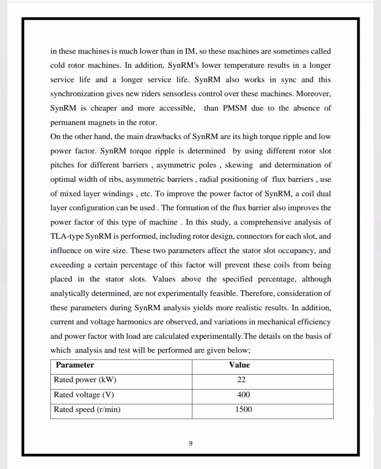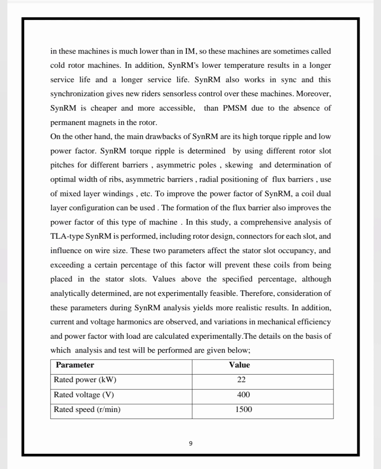SynRM torque ripple is reduced by using different rotor slot pitches for different barriers, asymmetric poles, skewing, determination of the optimal width of ribs, asymmetric barriers, and radial positioning of flux barriers. Mixed layer windings or a dual layer coil configuration can be used to improve the power factor of SynRM. The formation of the flux barrier also improves the power factor of this type of machine.